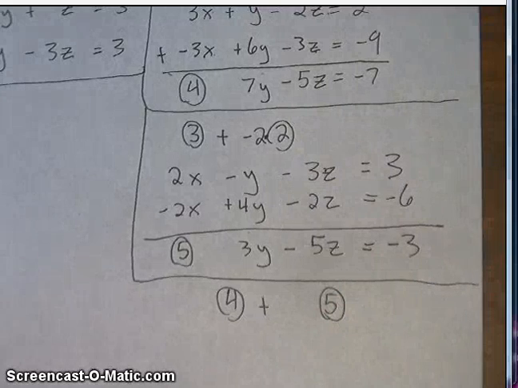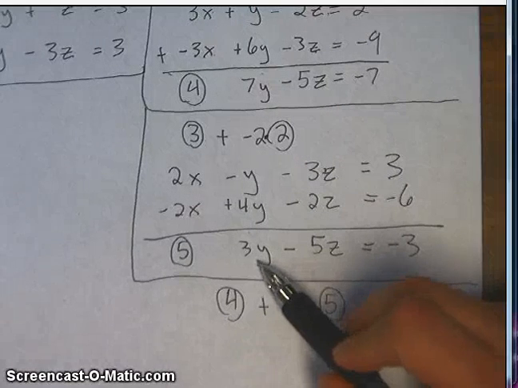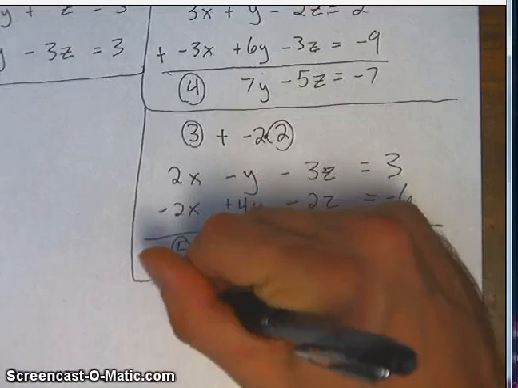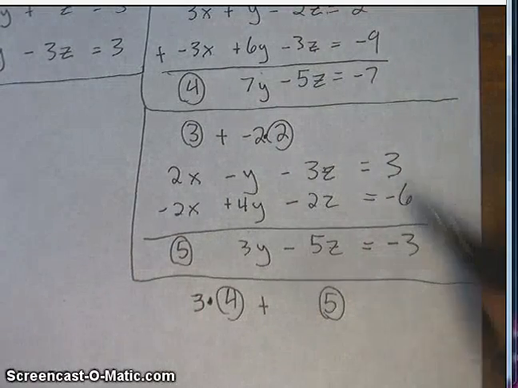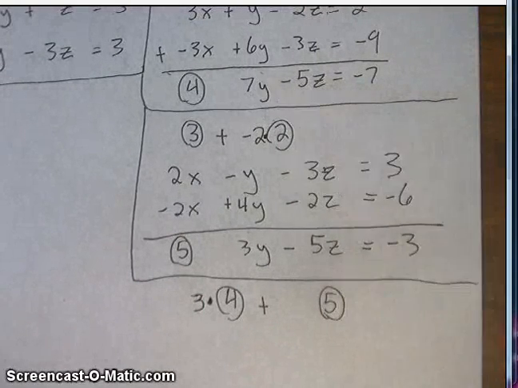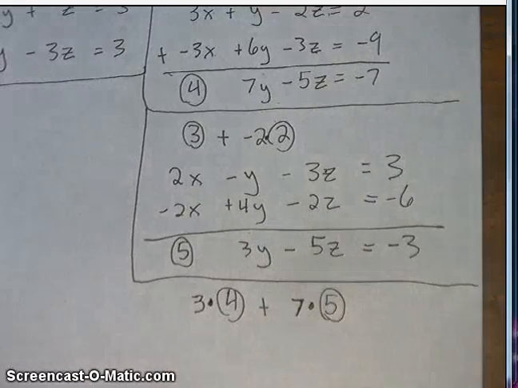Now the easiest way to do this every time is look at equation 5. The number in front there is a 3. So I'm going to multiply everything in equation 4 by 3. Now look at equation 4. What's the number in front of the y there? It's a 7. Let's go ahead and multiply everything in equation 5 by a 7.